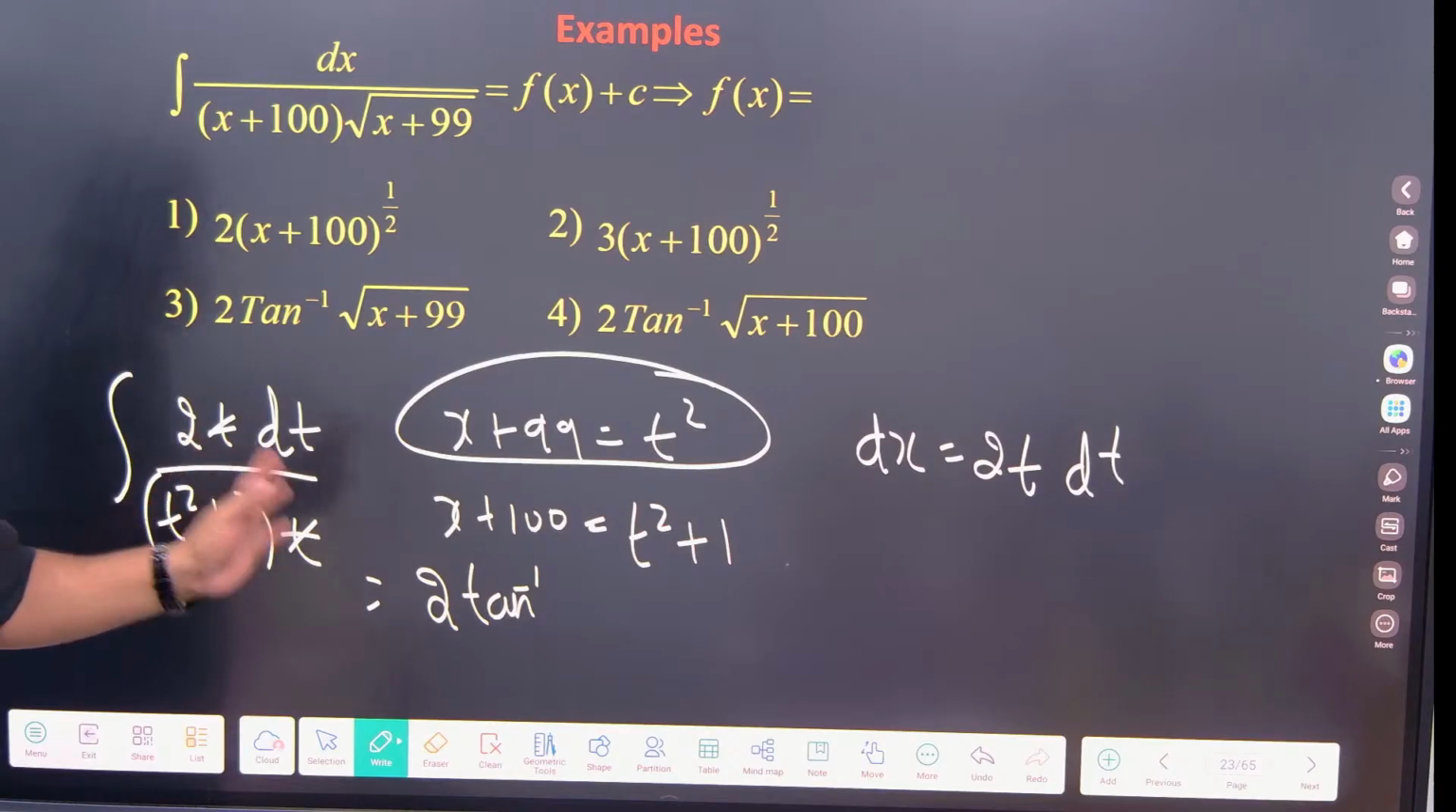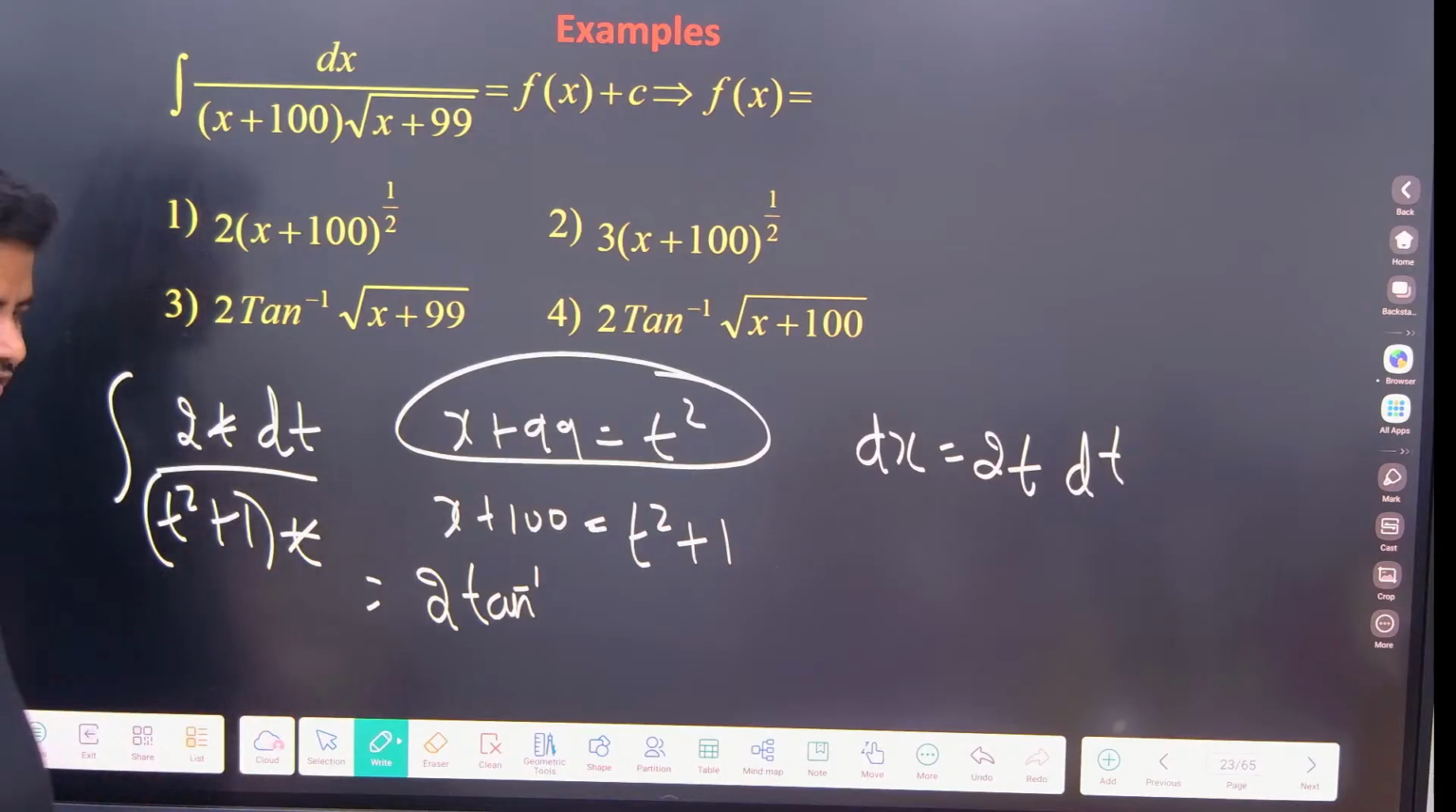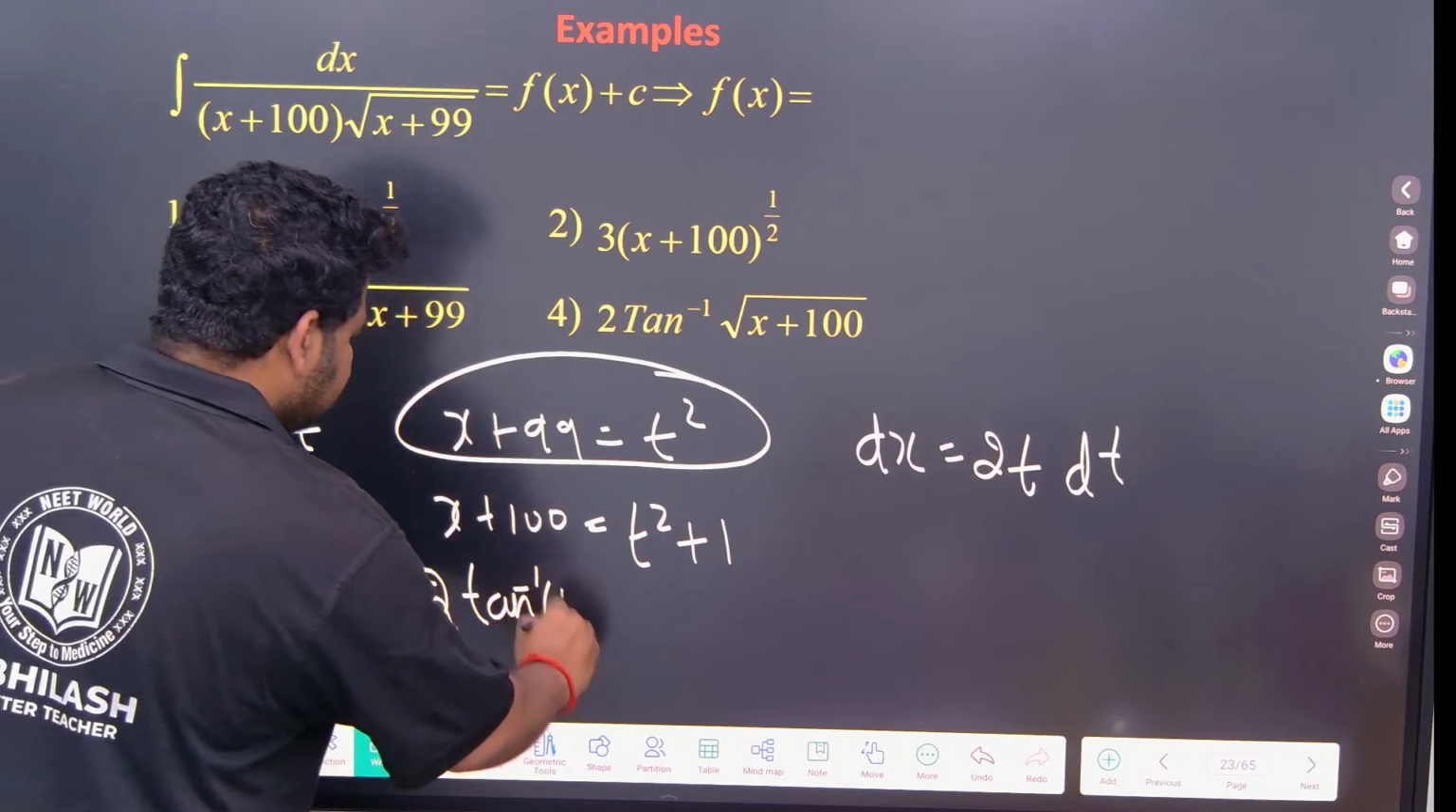1 by a tan inverse of t by a. But here a is what? 1 only, correct? So we will not write it. So this is what? 2 times tan inverse of t plus c.